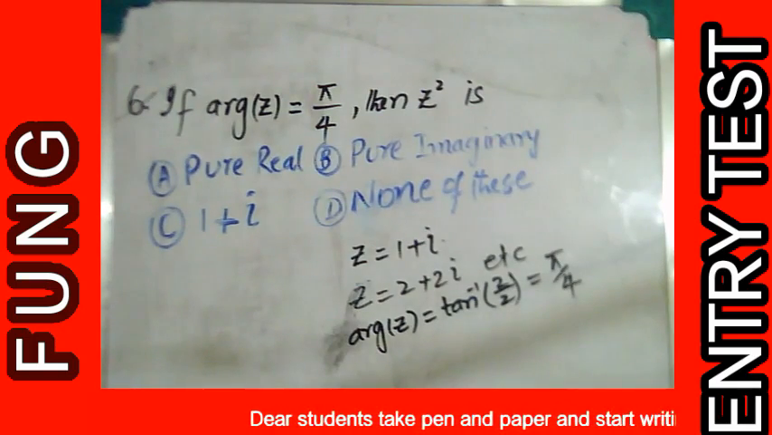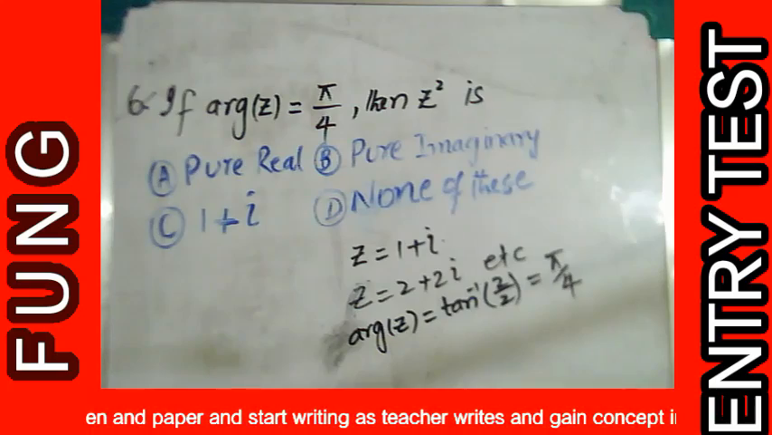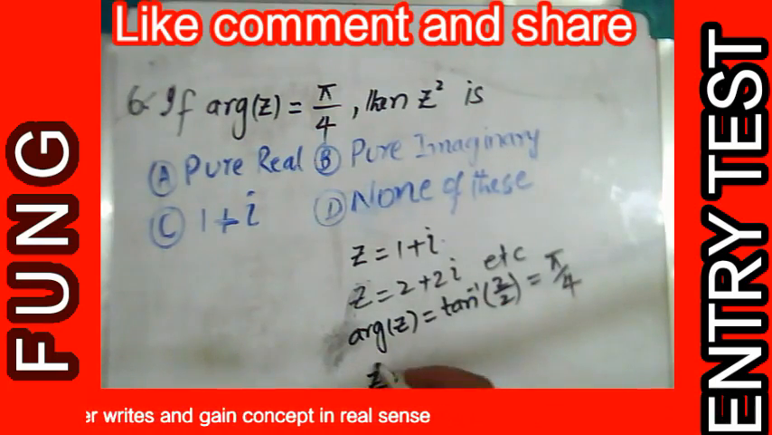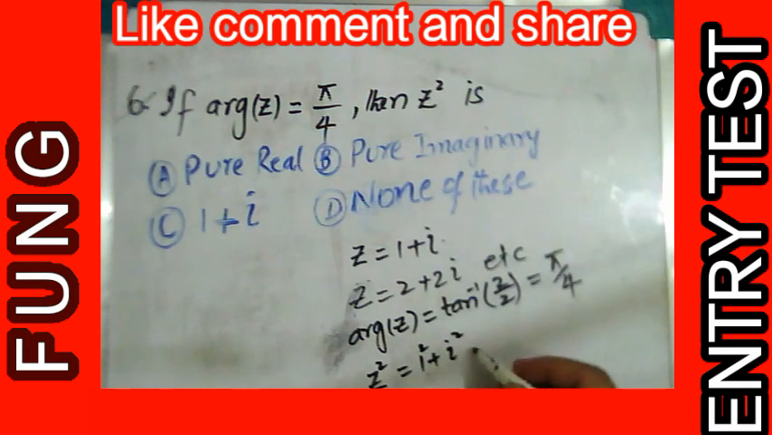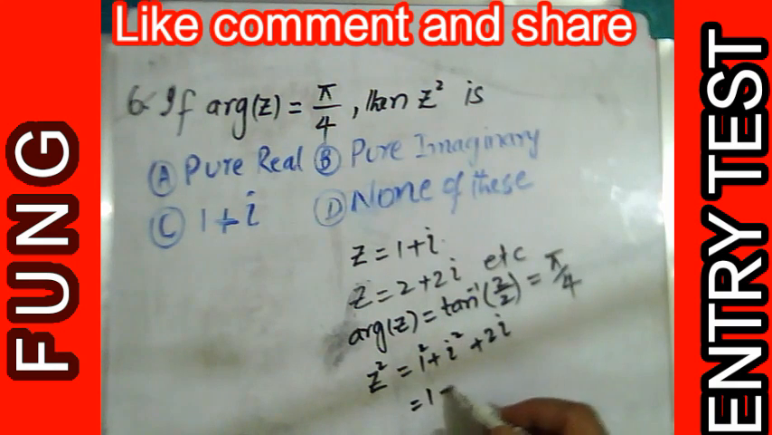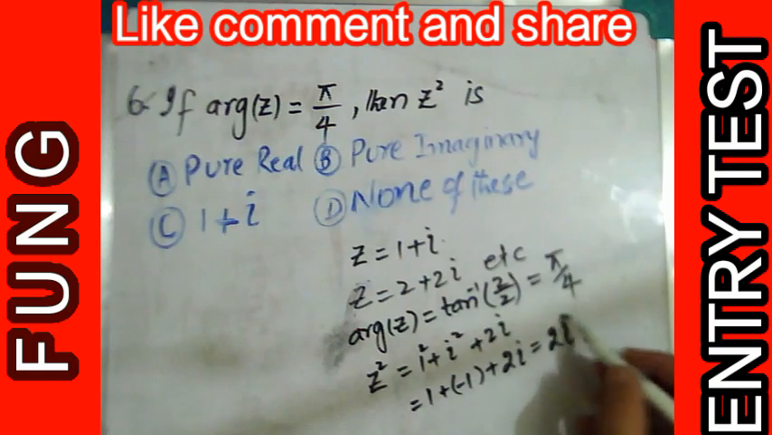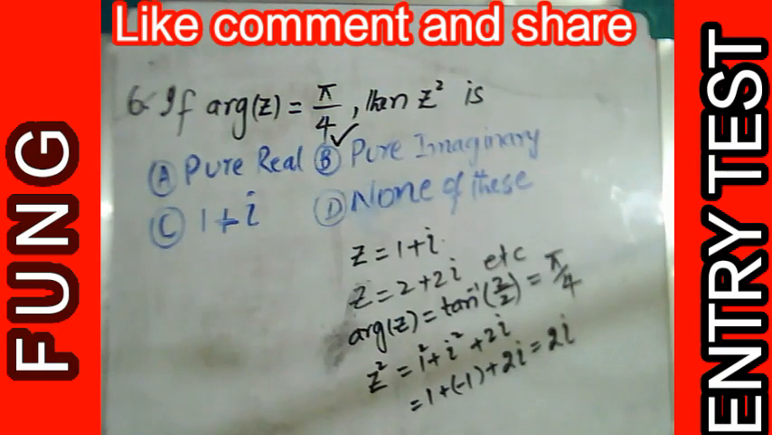This thing we know. Now, by keeping real and imaginary parts equal, for the first complex number we find z square: 1 square plus iota square plus 2 iota. This is plus 1, this is minus 1, they get cancelled, and plus 2 iota, it is 2 iota. Answer pure imaginary is the correct answer.